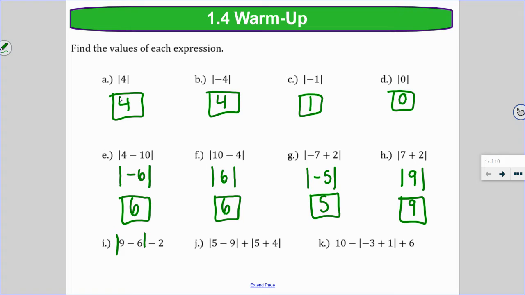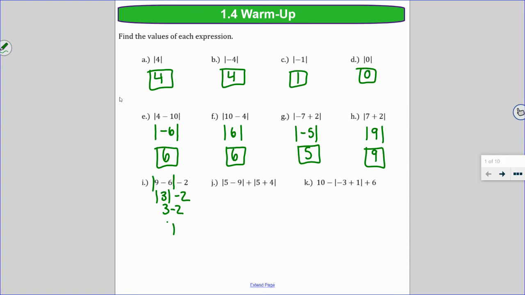Think of the bars as almost like parentheses in my, please excuse my dear Aunt Sally, my order of operations. So first I'm going to do 9 minus 6, which is 3. Then we have to evaluate the absolute value of 3, which is 3, minus 2, and we get 1.